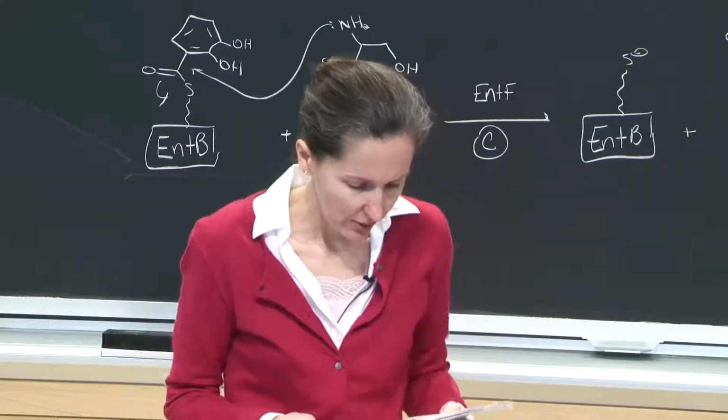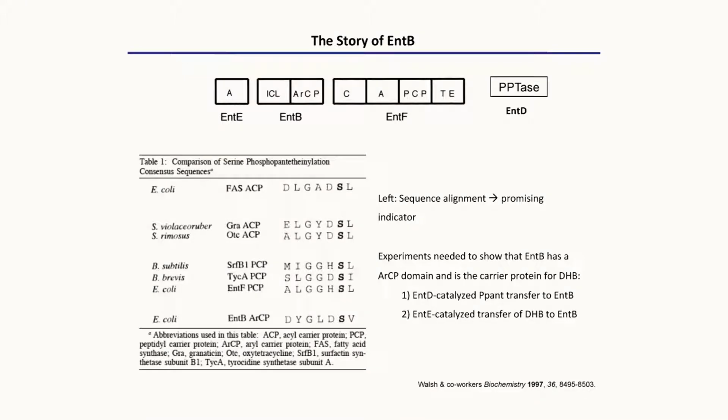For that. So this led to the hypothesis that maybe this serine 245 towards the C-terminus of NB is the site where the PPANT arm is attached here. And so this means that some experiments are needed to show that NB has this aryl carrier protein or T-domain and that it can be modified with the PPANT arm. And it was predicted NB would do this. And also that once modified with the PPANT arm, the aryl acid can be transferred to NB.